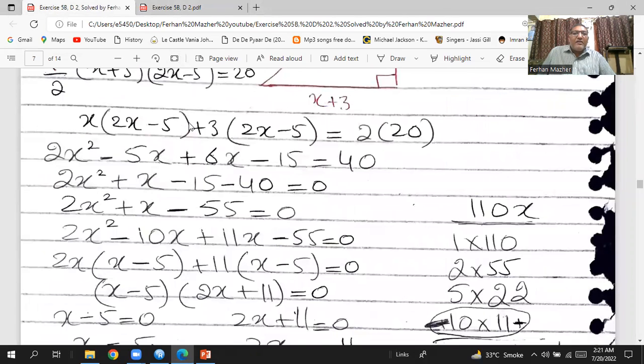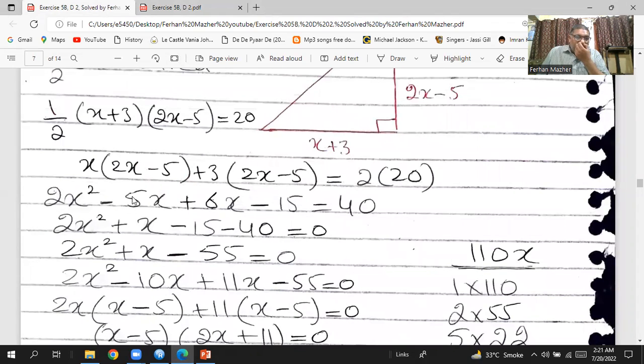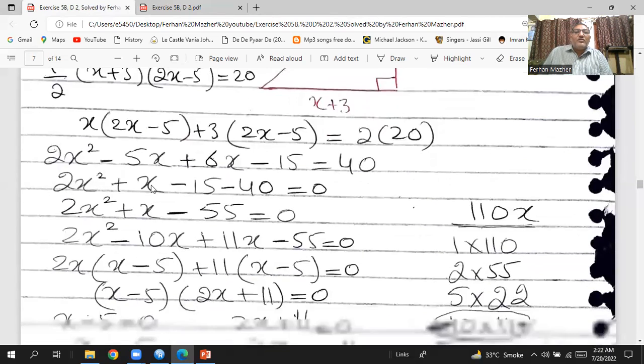20 and multiply 2 into 20. So you will have 2x square minus 5x plus 6x minus 15 equals to 20. So you will have 2x square plus x minus 15 minus 40. 40 came to this side is equals to 0. So 2x square plus x minus 55 is equals to 0.